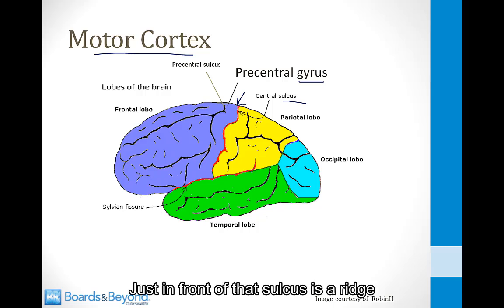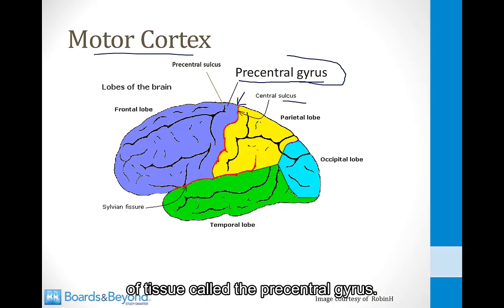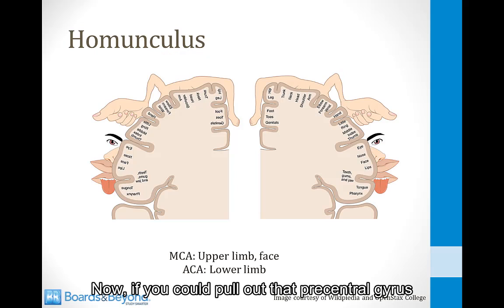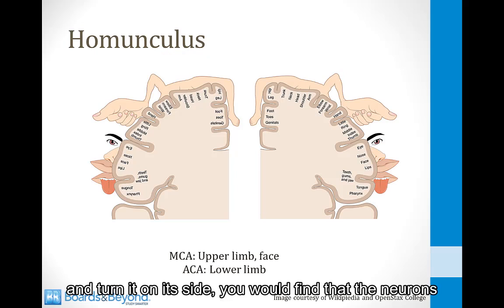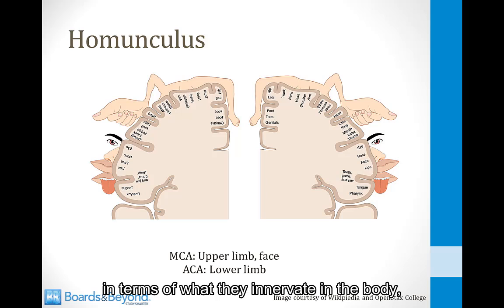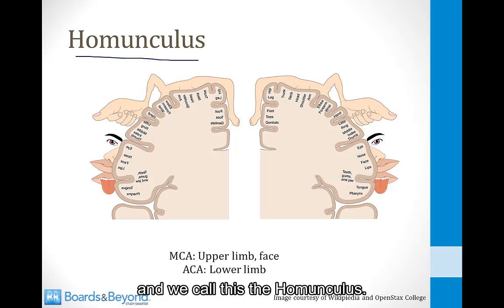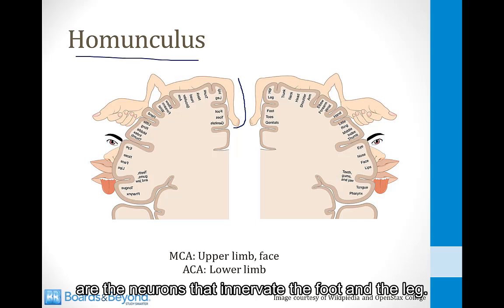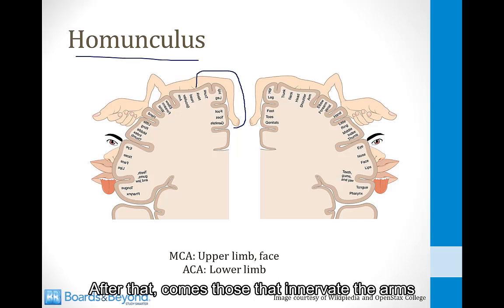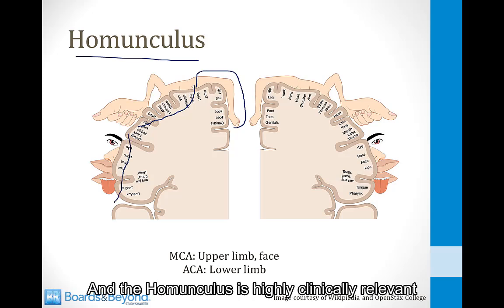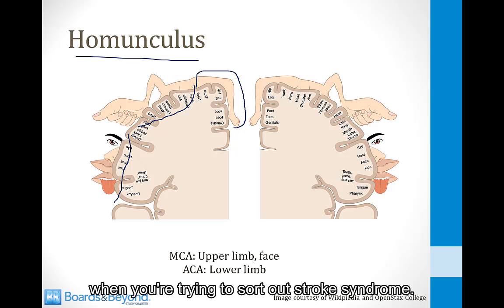Just in front of that sulcus is a ridge of tissue called the precentral gyrus, and it's very important because it contains our motor cortex, which are all the cells that initiate motor activity for the body. Now, if you could pull out that precentral gyrus and turn it on its side, you would find that the neurons are lined up in a special way in terms of what they innervate in the body, and we call this the homunculus. So hanging over the edge of that precentral gyrus are the neurons that innervate the foot and the leg. After that comes those that innervate the arms and the hand, and then the ones of the face are down here.